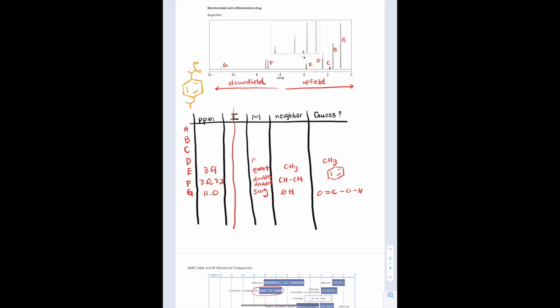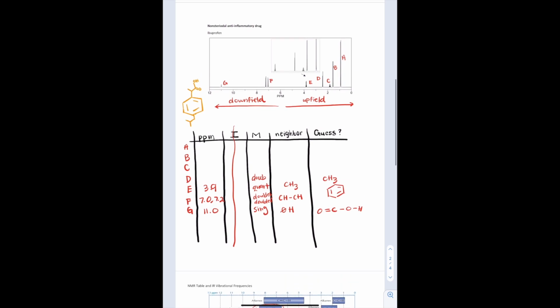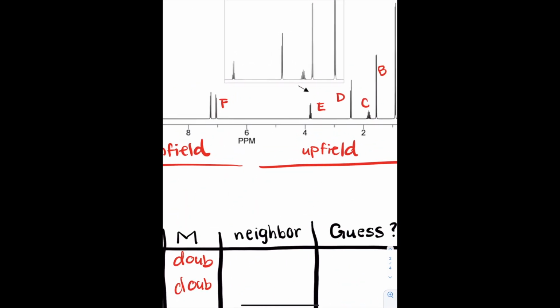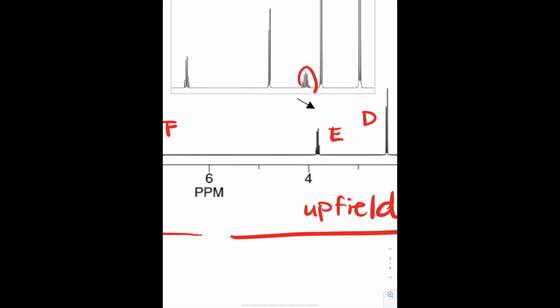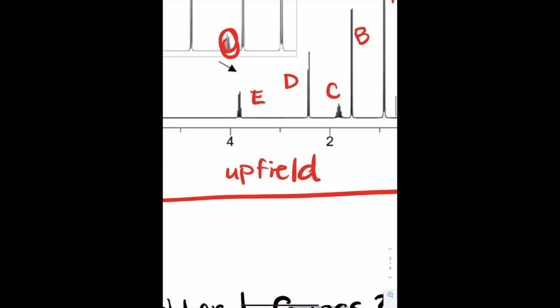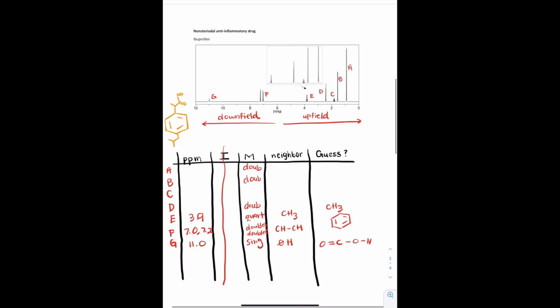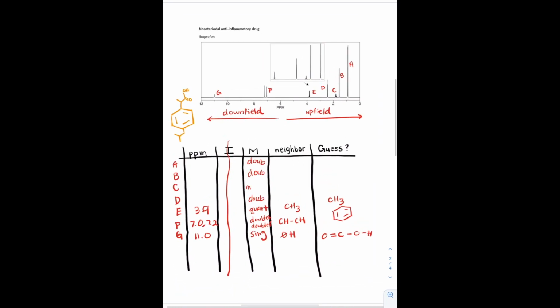D looks like a doublet. I'm not going to zoom in on that one, but it is a doublet. And then I'll just go through the rest of these. So A is also going to be a doublet. B will also be a doublet, and C is actually going to be a multiplet. So see how there are many, many, many peaks here on C. This is just the blown up version of it. That is indicated as a multiplet.